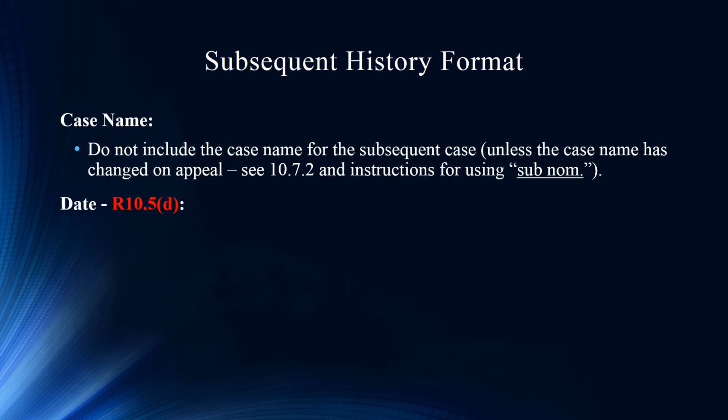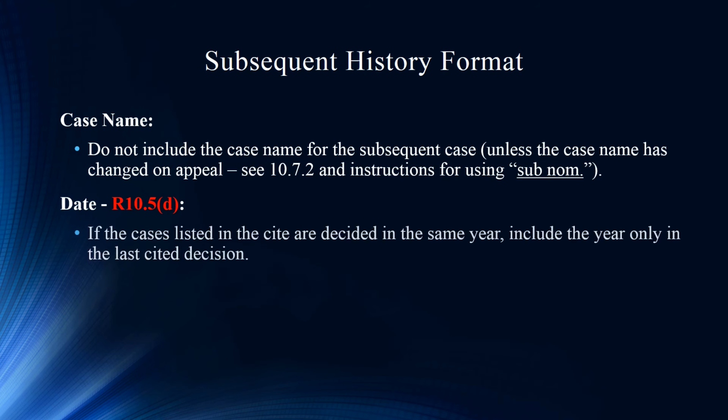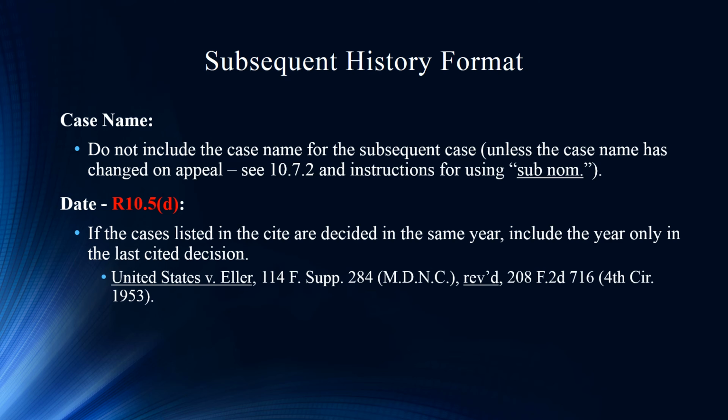Second, regarding the date and Rule 10.5(d), if the cases listed in the cite are decided in the same year, include the year only in the last cited decision. For example, United States v. Eller was decided by a lower court and reversed by the Fourth Circuit in the same year, 1953, so only one year in the citation is required.